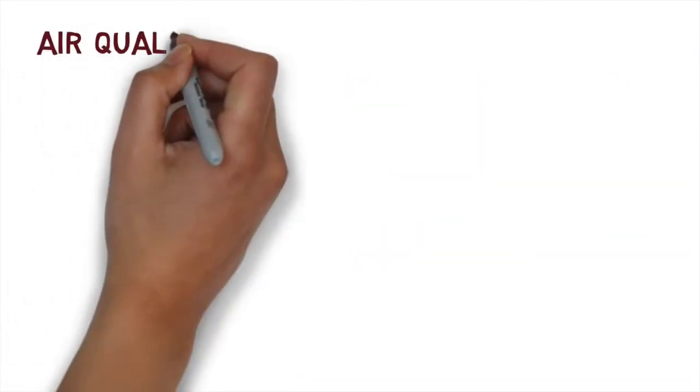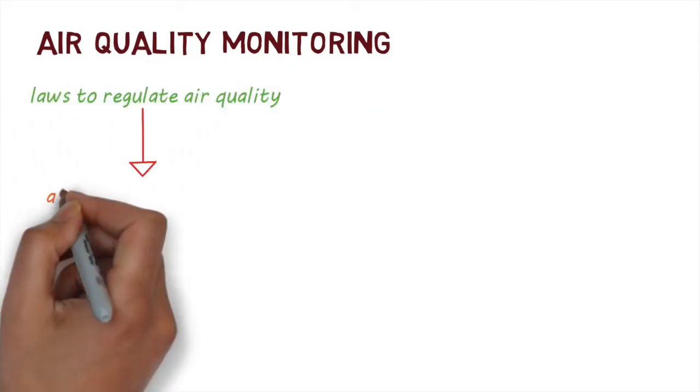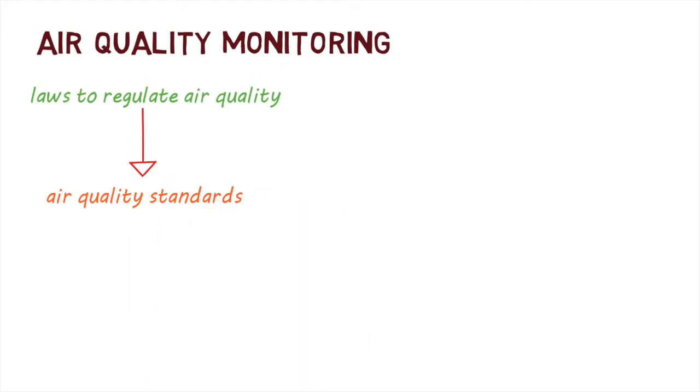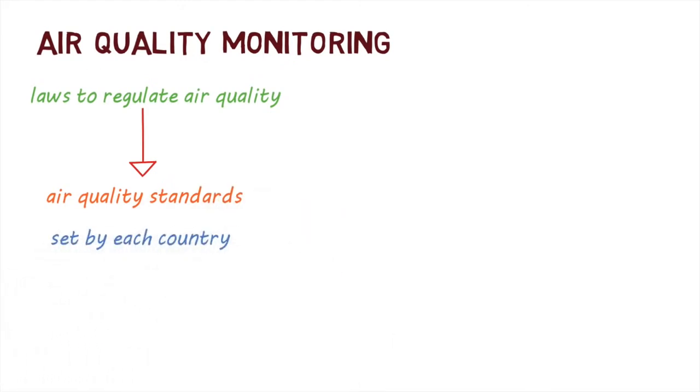Let's have a look now at how air quality is monitored. Most countries have national laws and regulations to control air pollution. These usually set out air quality standards that must be adhered to. These standards are set out by each country and will depend on factors like technological feasibility, economic considerations, capacity for air quality management, political and social factors.